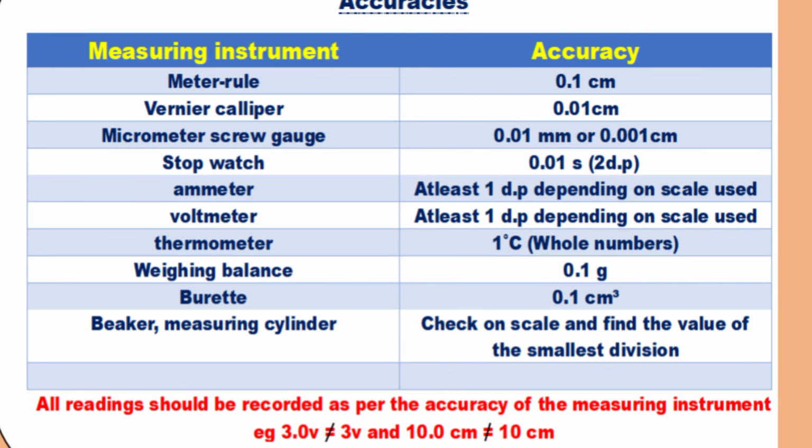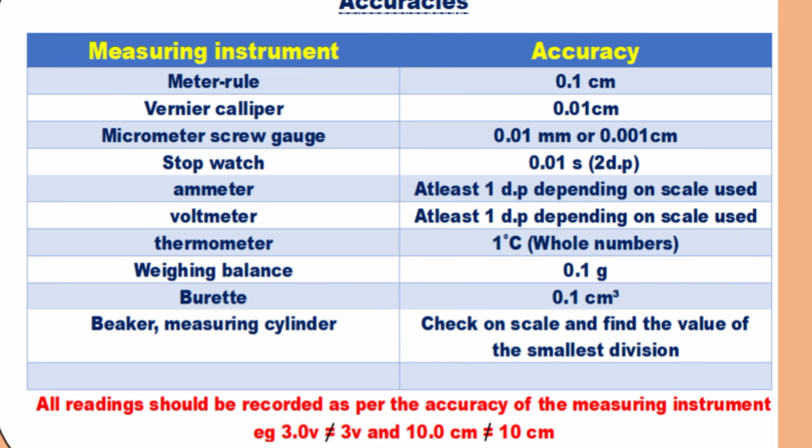We have the ammeter. So for the ammeter, most of the ammeters have more than one scale. So the value recorded should be a minimum of 1 decimal place. That means any reading you take should be at least 1 decimal place, depending on the scale you have used. Then we have the voltmeter. So that is the same case as the ammeter. It should have at least one decimal place in volts, depending on the scale you have used. Then we have a thermometer. The thermometer scale should be in whole numbers. So that means, for example, you can get 10 degrees, 15 degrees as whole numbers, because the accuracy is 1. That is 1 degree Celsius, a whole number. So those are some of the instruments we commonly use in physics.